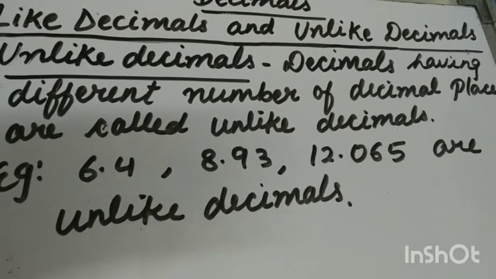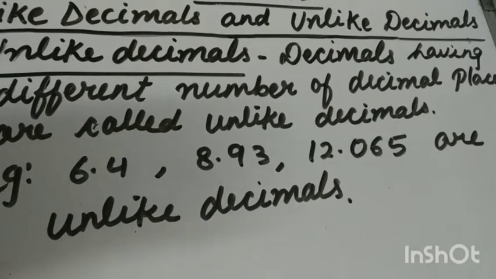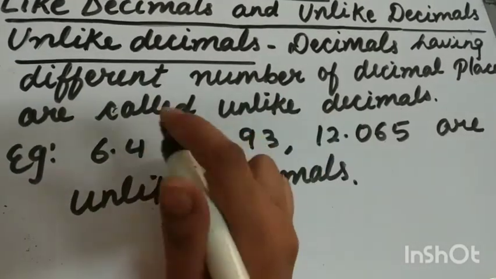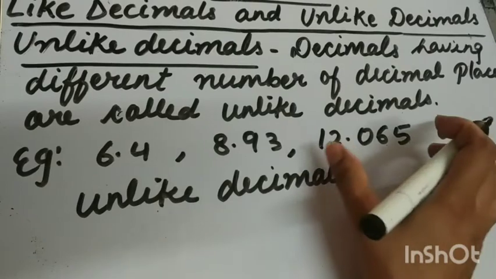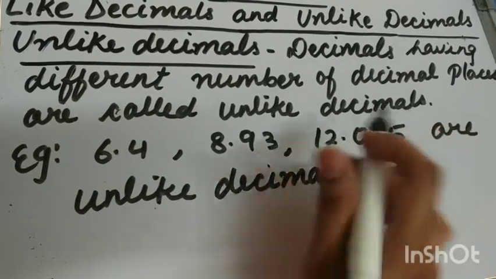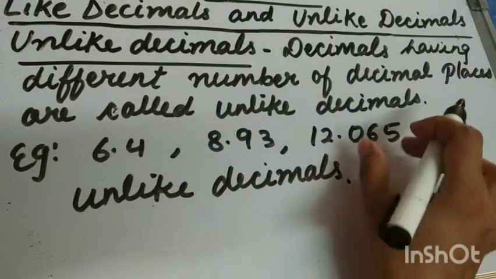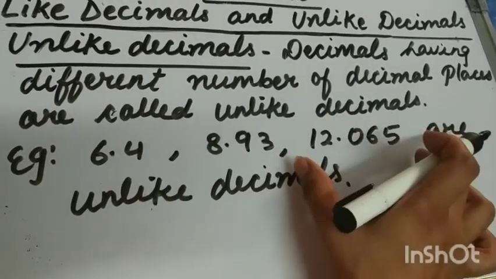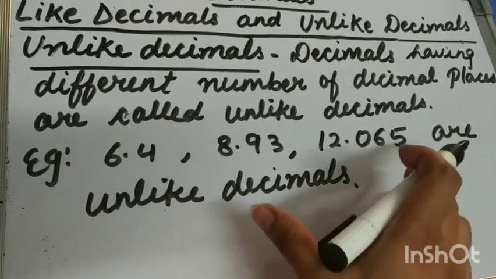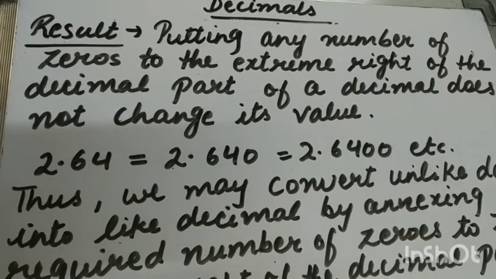Next is unlike decimals. Decimals having different numbers of decimal places are called unlike decimals. See this example: 6.4, 8.93, 12.065. All these numbers have different numbers of decimal places. In this, the number of decimal places is only 1, here 2, here 3. All these numbers have different numbers of decimal places, so these decimal numbers are called unlike decimals.